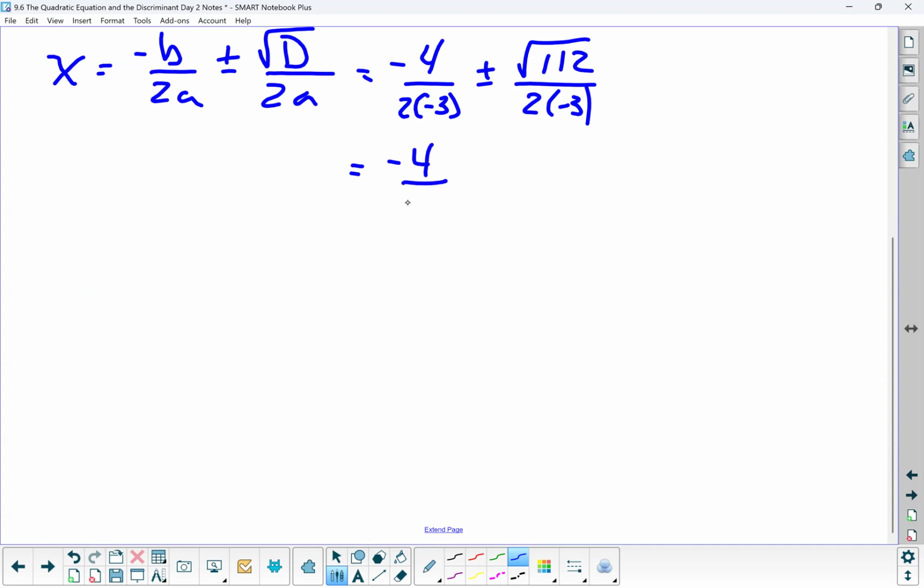-4, 2 times -3 is -6. And so we have -6 in our other denominator. And so the only last thing we need to do is simplify the square root of 112. I'll do this one with the perfect square method.